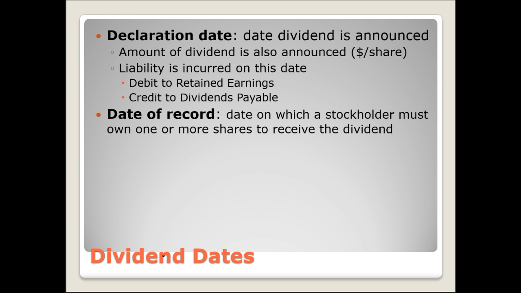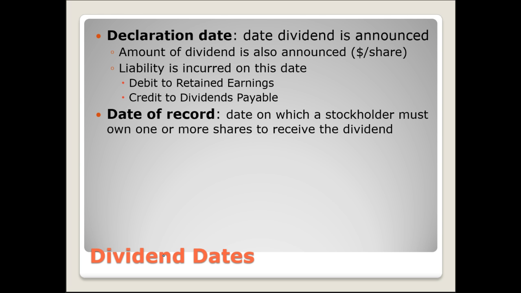Another important date is the date of record. This is a date on which any person who is currently a stockholder will be eligible to receive the dividend. If that particular share of stock is transferred, the ownership is transferred after the date of record, the new owner will not receive the dividend. The old owner will receive the dividend.